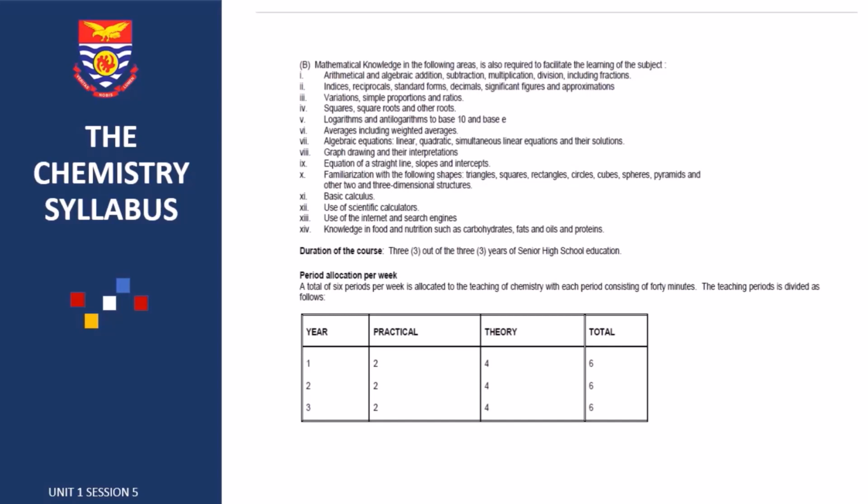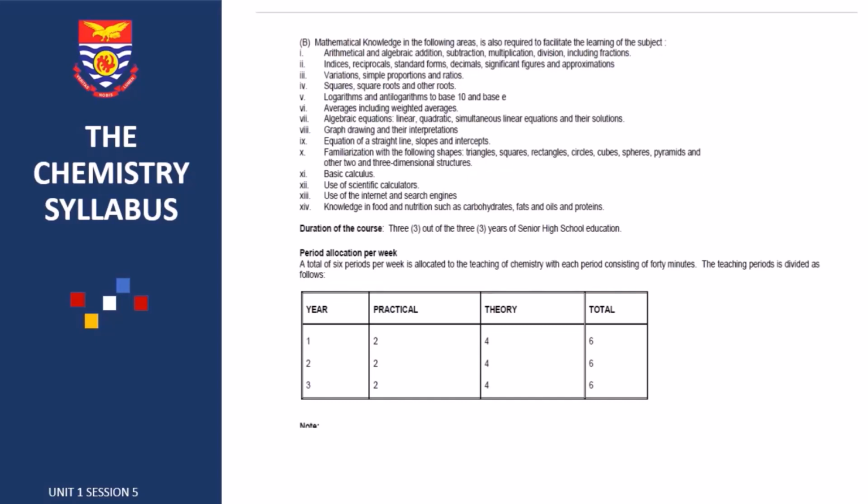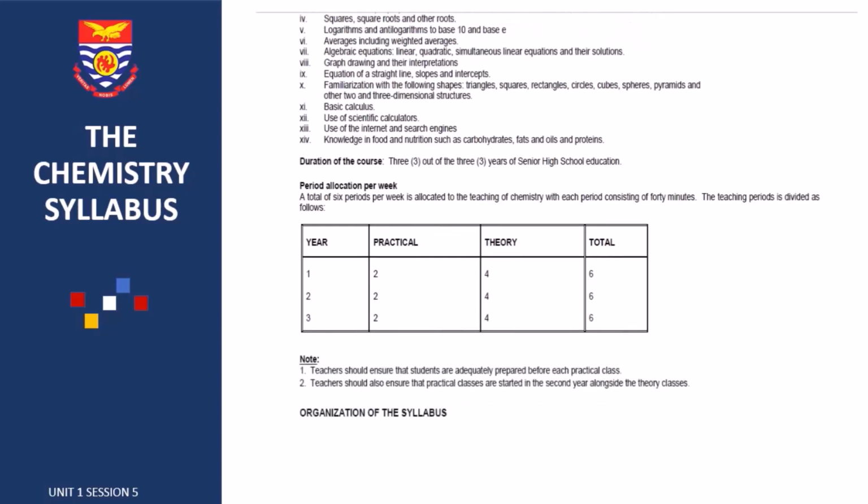For the period allocation, a total of 6 periods per week is allocated to the teaching of chemistry, with each period consisting of 40 minutes. The teaching period is divided as follows. For year 1, of the total of 6 periods, 2 should go for practicals and 4 for your theory lessons. Same should go for your second year and same for your third year.